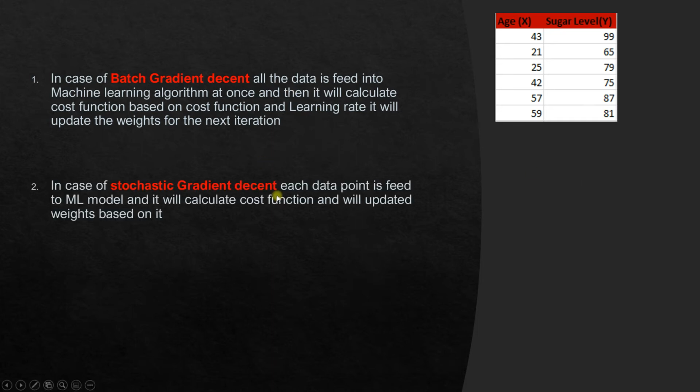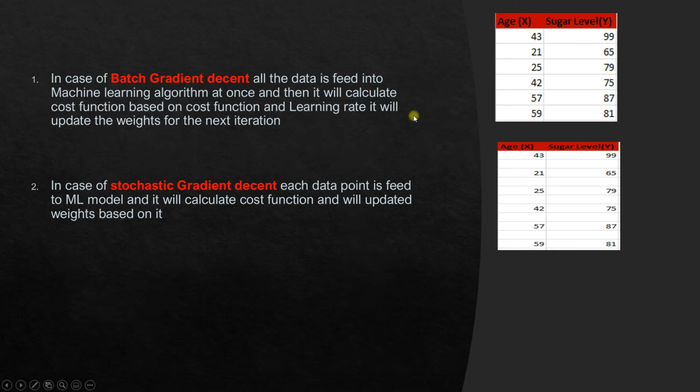Now the second widely used one is stochastic gradient descent. In batch gradient descent, all the data is sent at once. In stochastic gradient descent, each row is sent to your model. For example, I'll send this data, 43 and 99, and find the cost function. Based on my cost function, I'll update my weights, and based on my weights and learning rate, I'll send the second record to my model. Similarly the third, fourth, fifth, sixth. However many records we have, that many times we'll send the data to our ML model.